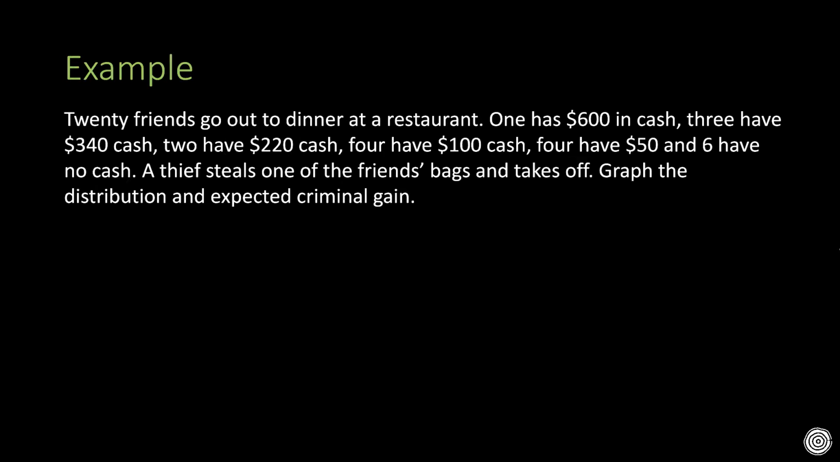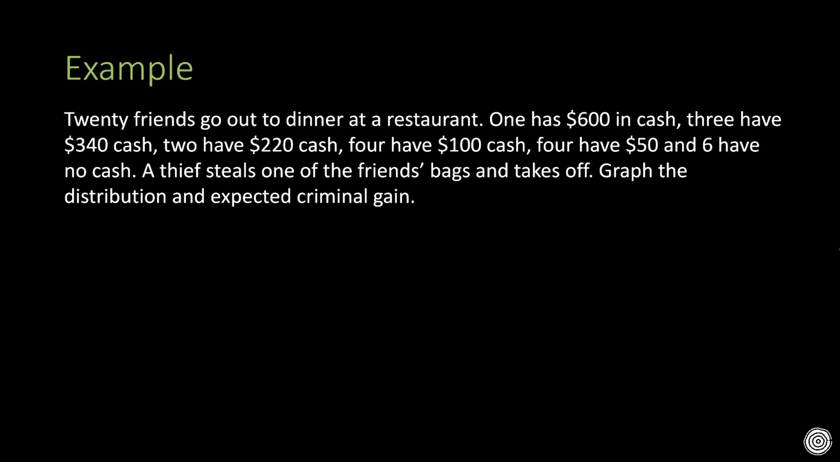In this example, we have 20 friends who have gone out to dinner at a restaurant. 1 has $600 in cash, 3 have $340 in cash, 2 have $220 cash, 4 have $100 cash, another 4 have $50 in cash, and 6 have no cash. A thief steals one of the friends' bags and takes off. Graph the distribution and expected criminal gain.